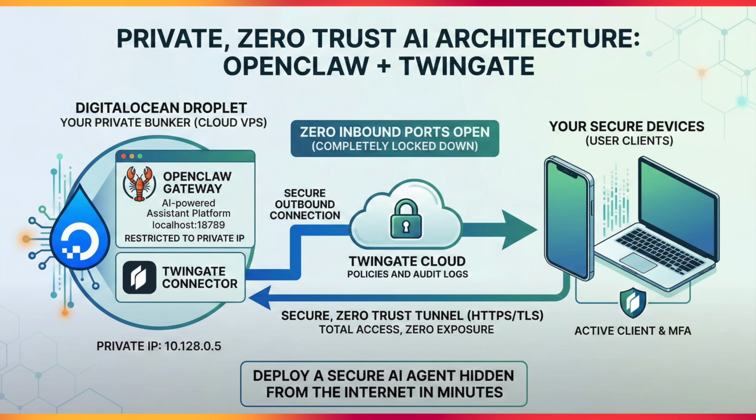Because it's an outbound connection, we can literally tell the DigitalOcean firewall to block every single inbound request. That means your OpenClaw dashboard is only visible to you when your Twingate client is turned on. To the rest of the world, your server doesn't even exist. And if you're running OpenClaw on a Raspberry Pi or an old laptop at home, the logic is exactly the same. You'll install the Twingate connector on your local machine instead of a droplet.